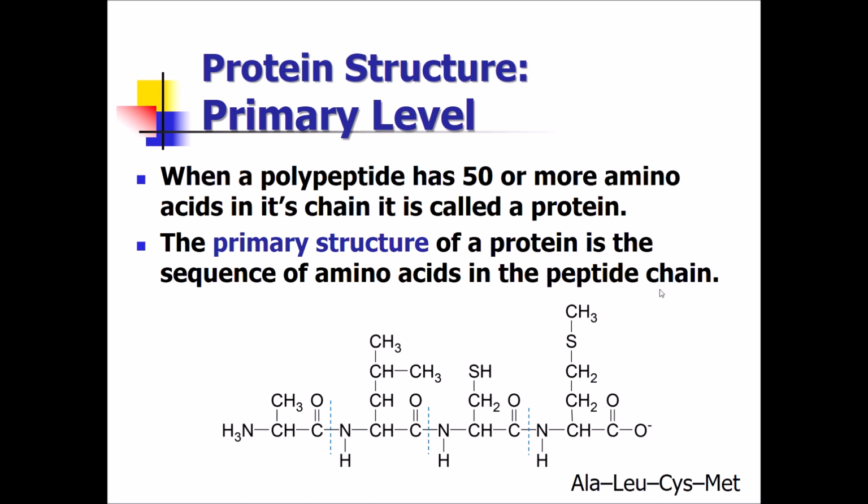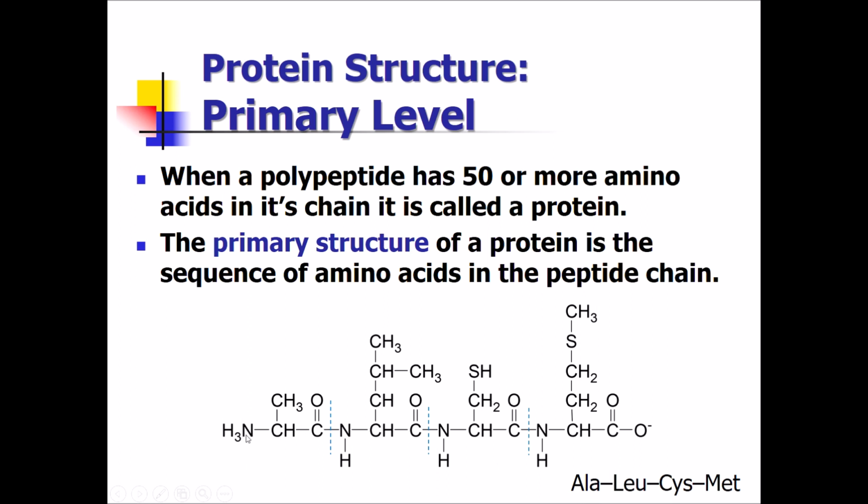In this particular order, you can see with these dashed lines, that is a peptide bond there. Here's another one. Here's another one. Okay, so we have 3 peptide bonds and we have 4 amino acids. We have this one right here, which happens to be alanine.